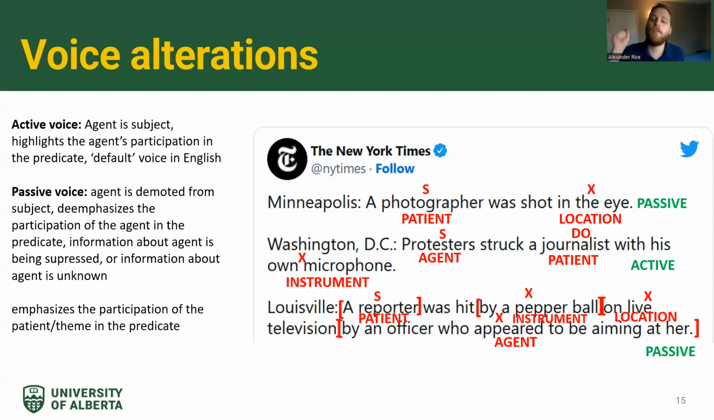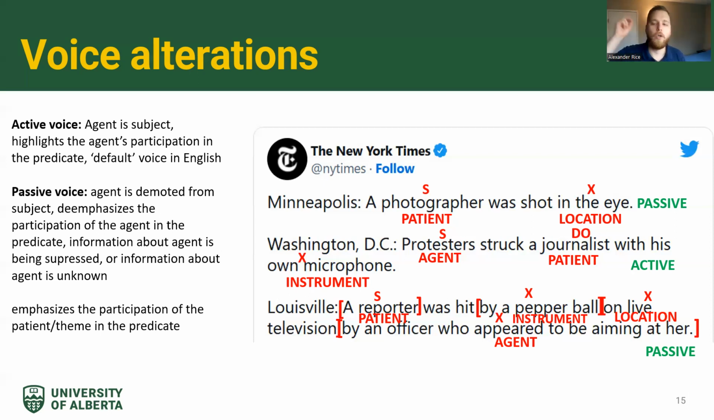De-emphasize the participation of the agent. So the agent is the key factor here. There must be something special about the agents in these sentences that made the writer feel like they needed to change the voice for some of them, right? The writer felt like they needed to get rid of the agent in the first sentence and de-emphasize it, and demote the agent in the third one.